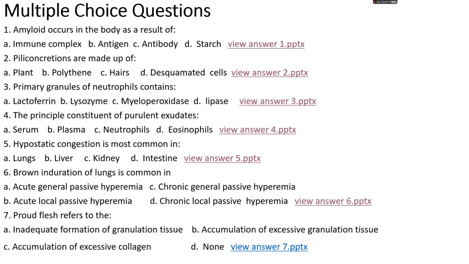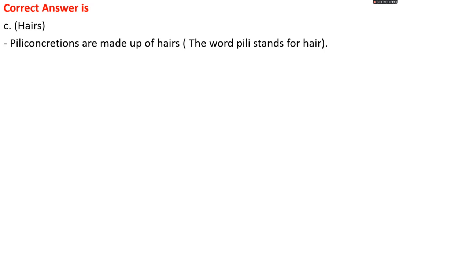Question number 2. Pili concretions are made up of option A plant, option B polythene, option C hair, option D desquamated cells. The right answer is option C, that is hair. Pili concretions are actually made up of hair. The word pili itself stands for hair.